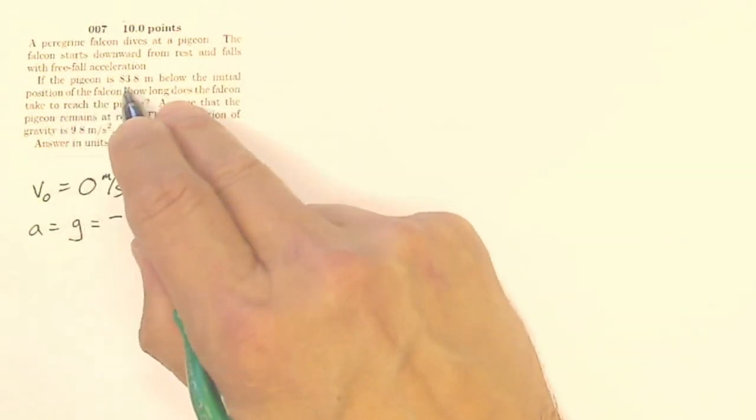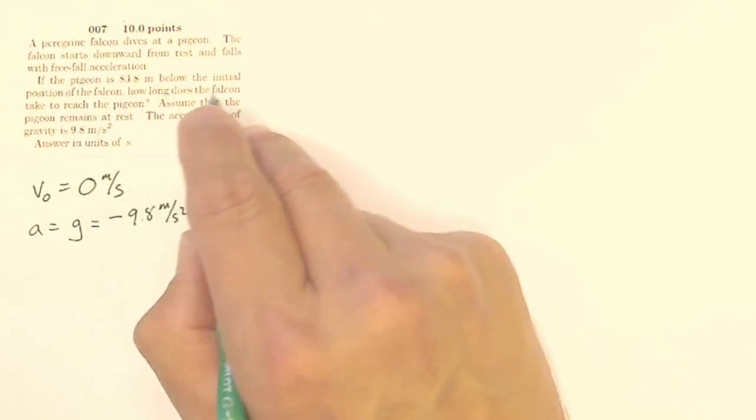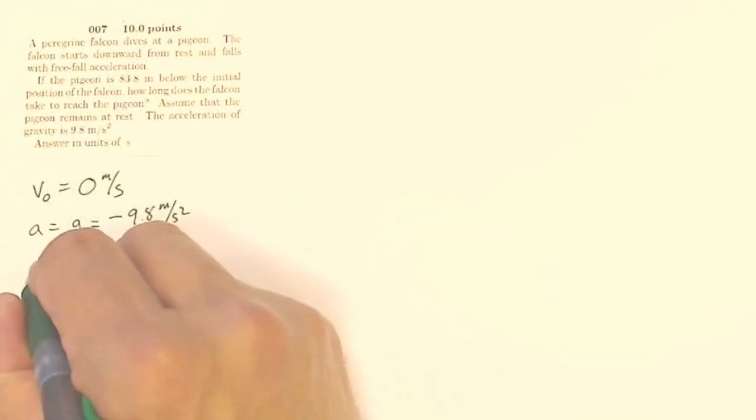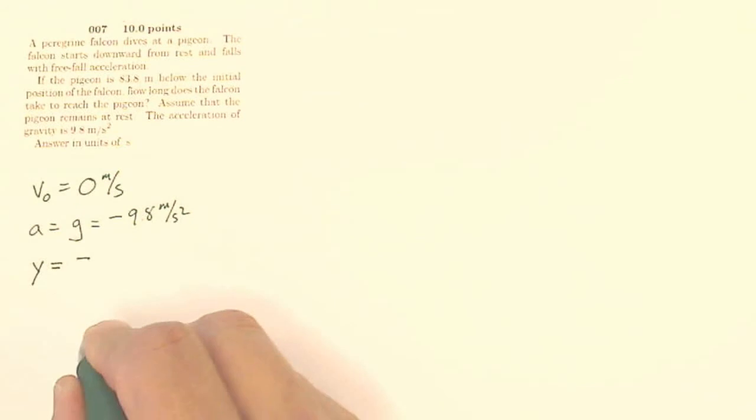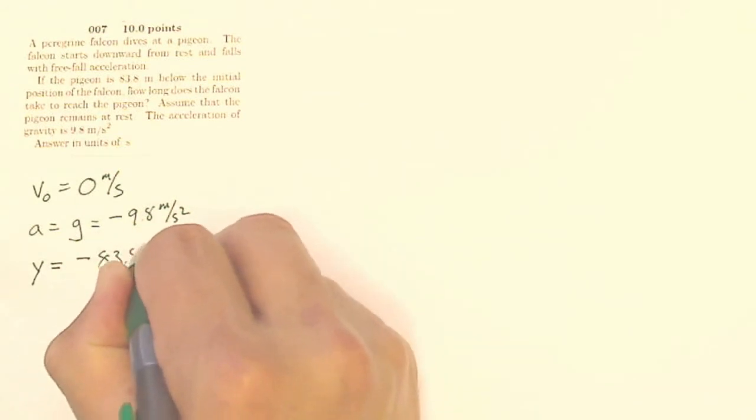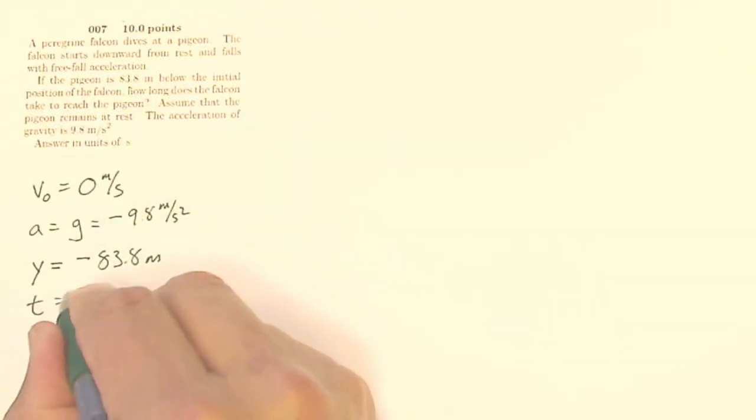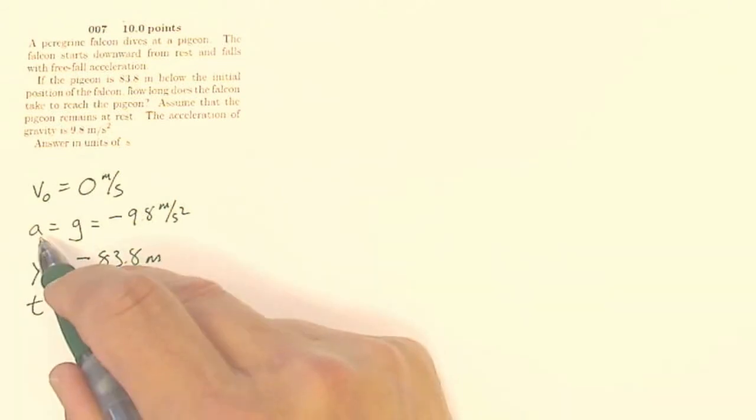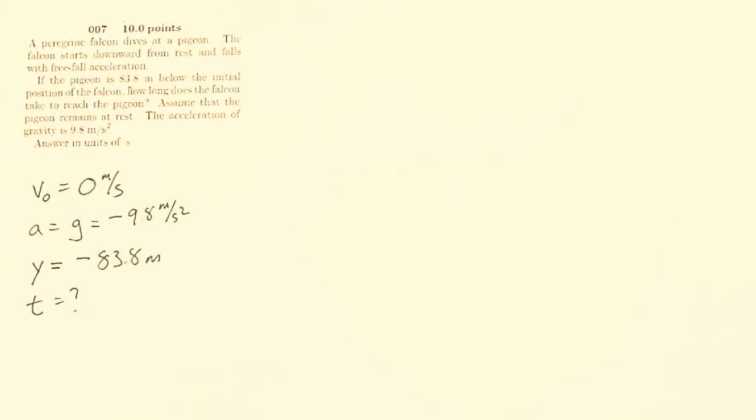If the pigeon is 83.8 meters below the initial position of the falcon, how long does the falcon take to reach the pigeon? So the falcon is going to fall a distance of 83.8 meters. If you fall 83.8 meters, that's a negative displacement, so negative 83.8 meters. How long does the falcon take? I'm looking for my time. So I have an acceleration, a distance, an initial velocity, and a time, and I'm looking for my time.